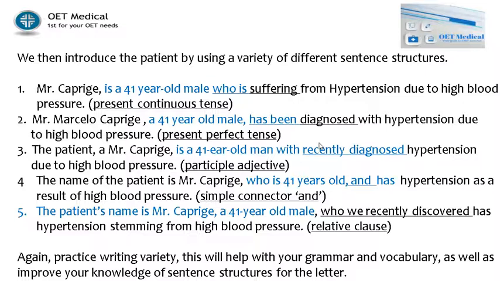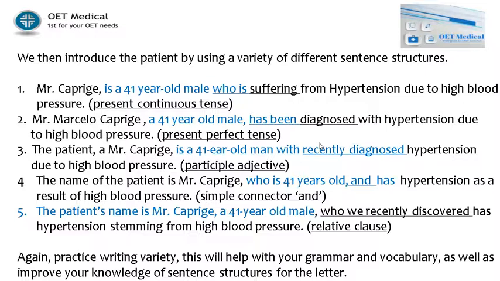We don't say he is suffering because we've already got his name. If you want to say he is suffering, you would make a new sentence. Mr. Capridge is a 41-year-old male, full stop. He is suffering from hypertension. The problem with that is that you're creating 2 sentences. You don't need 2 sentences here. So the who joins them together. It's called a relative clause word, but it's not part of the structure. Is suffering is present continuous, so that's the main part of it.